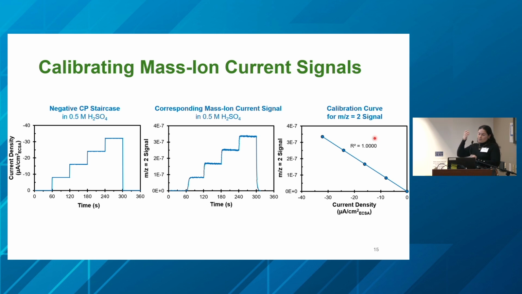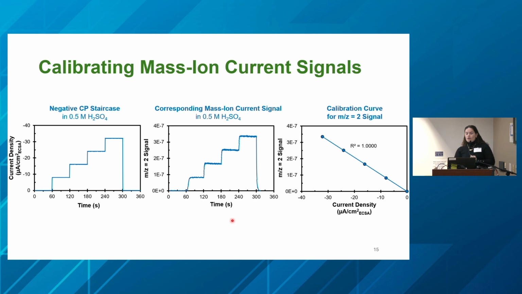Okay, so really what this is doing is a chronopotentiometry staircase. So essentially you're applying a fixed current to the catalyst and obtaining a mass ion current response. And it's really important to understand that all the current that's being applied to that surface is going towards the production of the mass ion current that you're monitoring.